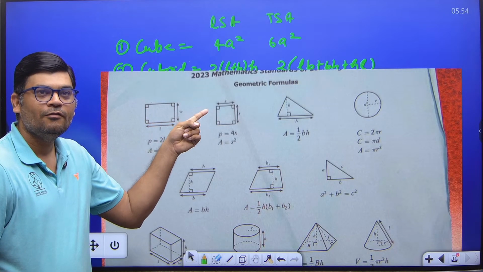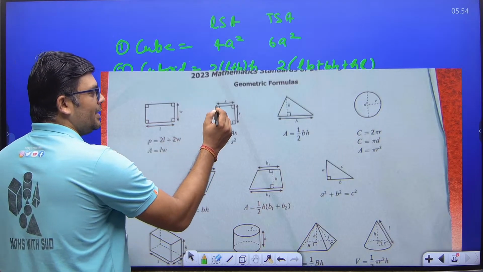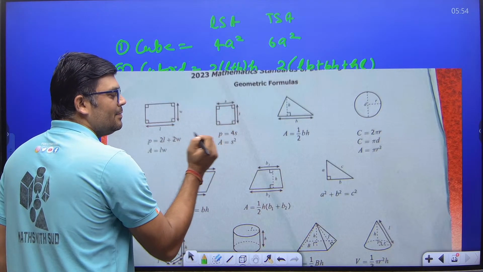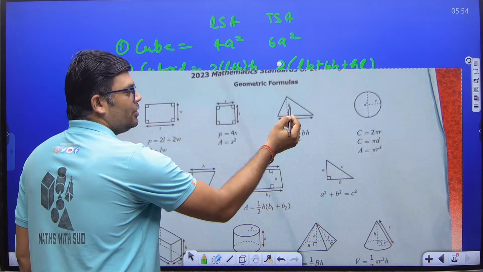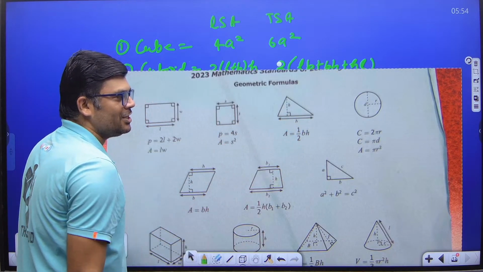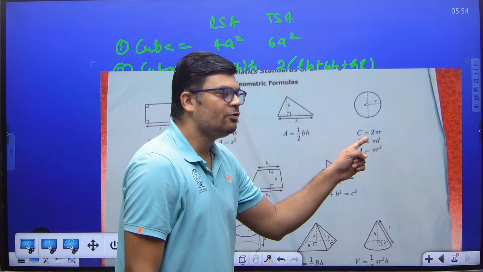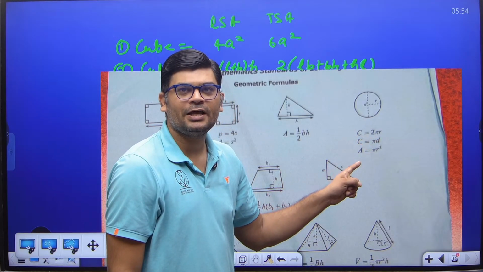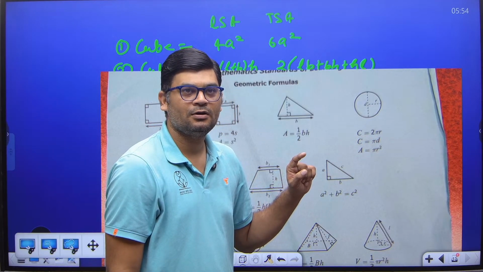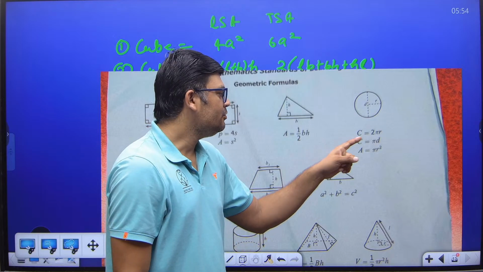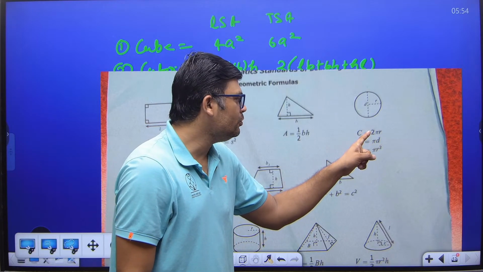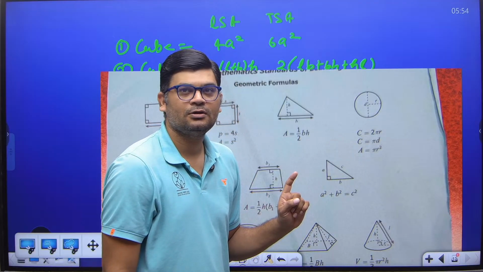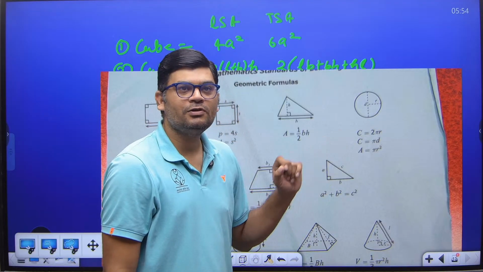For this, you will go 4 sides: side, side, side, side. So 4 times side, and area will be side into side, side square. For this, half into base into height, I have already explained to you. For circle, 2 pi r is the circumference, area is pi r square. Sometimes you will be given the diameter. In that case, you will use pi d because 2 times radius is diameter.